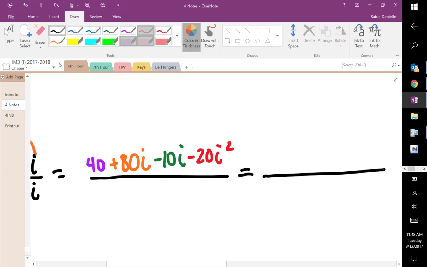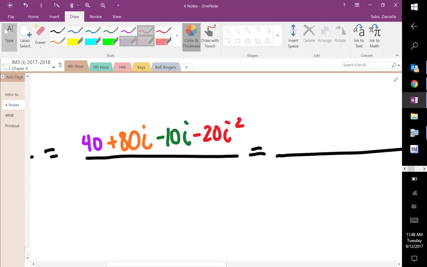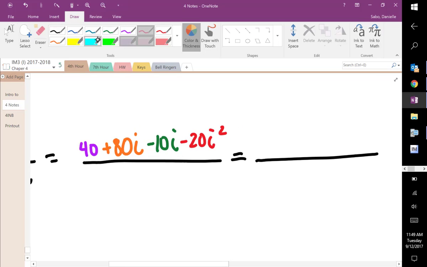Okay. What do I do next? I add what? 80 and? Not the negative 20, because that's different, right? That's i squared. They're different. So I'm going to go ahead and bring the 40 down. What's the middle term? What's 80 minus 10? It is going to be 70, so I have 70i.